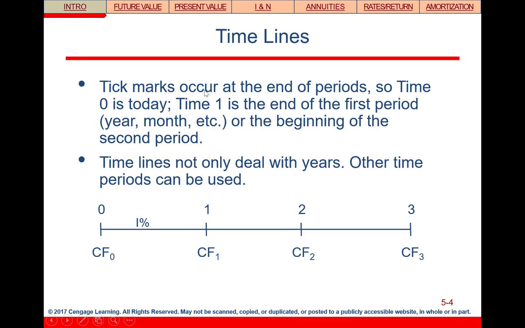The tick marks occur at the end of the periods. So time 0 is today. Time 1 is at the end of the first period. It can be a year, can be a month, etc. Or the beginning of the second period. Timelines not only deal with years, other time periods can be used as well, as we discussed before. So you see this timeline, you see 4 different cash flows. And cash flows can be positive, can be negative too.